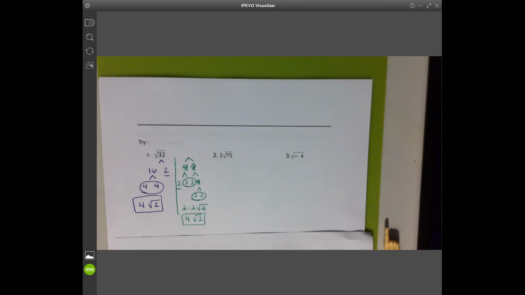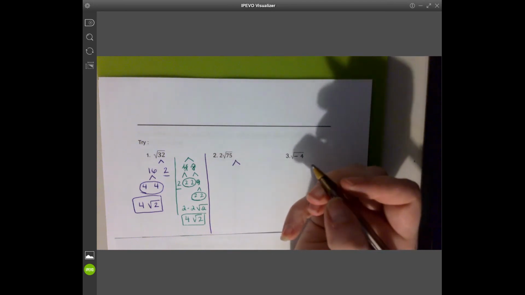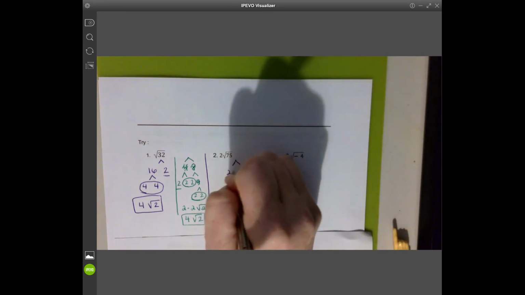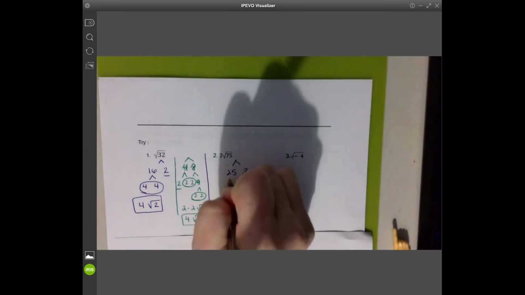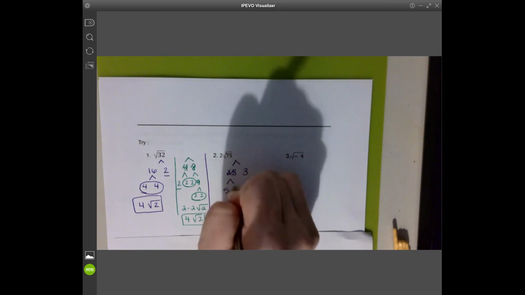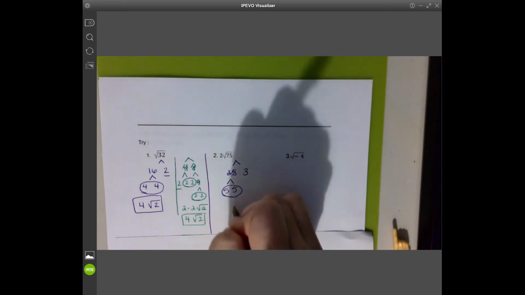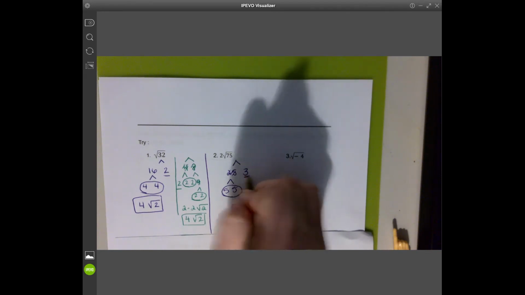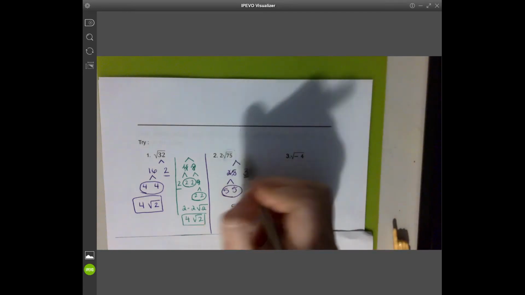All right, so I'd like you to try number 2, breaking down that 75. And let's see what we get. All right, so for this problem, to break down 75, I picked 25 and 3. I could break down 25 to 5 and 5. 5 and 5 create my pair, so I'm going to circle that. And now I have 5 square root of, there's no pair for 3, 3 gets put inside that radical symbol. Now that is for square root of 75.